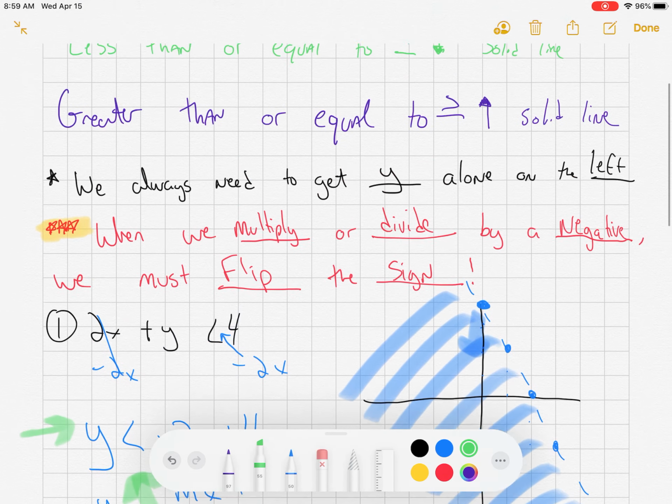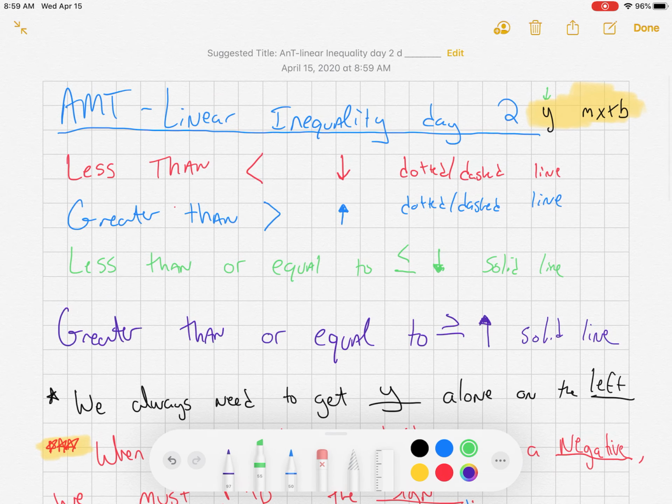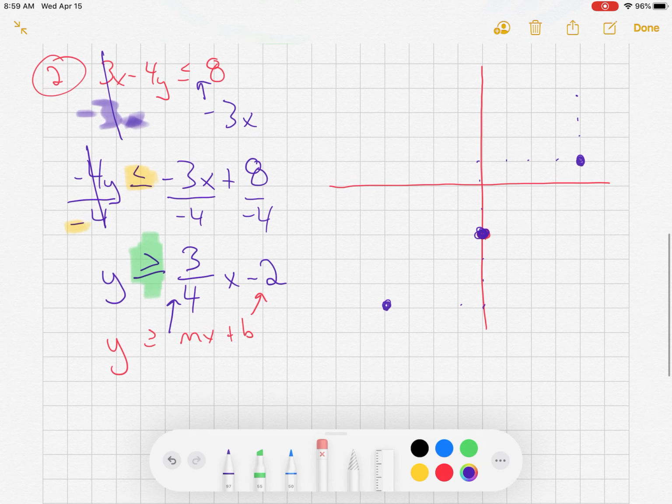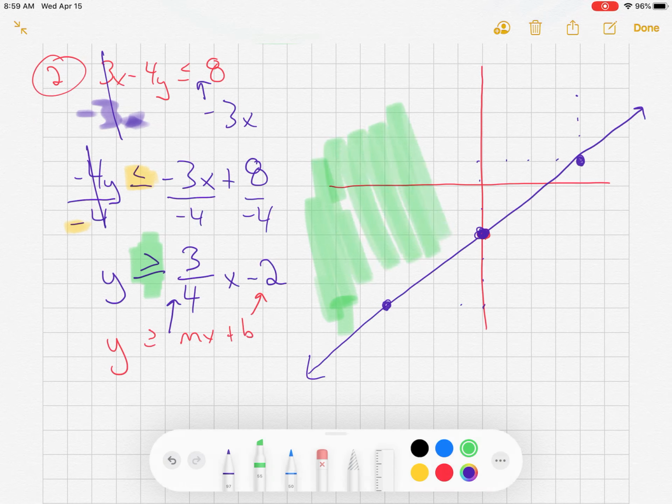Now, our sign right now is a greater than or equal to. Remember, it flipped. We divided by a negative number. Our sign flipped. So a greater than or equal to is the purple one right here. It's a solid line, and I'm going to shade above my original line. And why is it above? Because my y is isolated on the left-hand side, and if someone is above you, they are greater than you. So my line is a solid line. And again, greater than means I'm going to shade above. So everything above this beast is shaded in.